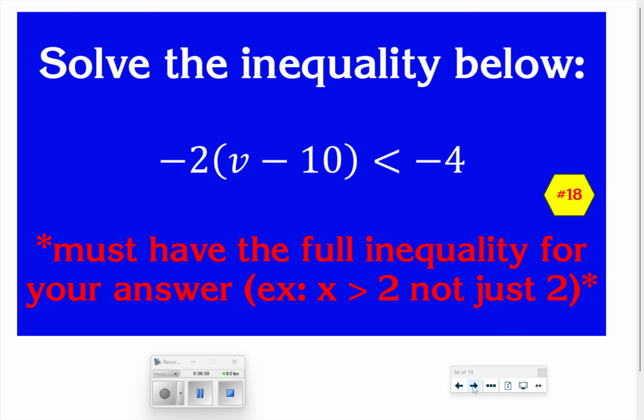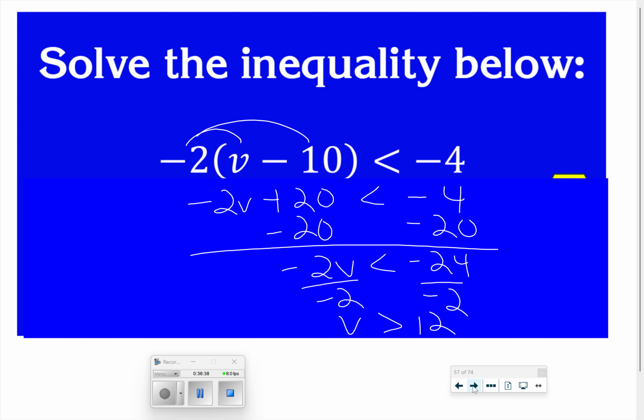Okay, solve the inequality below. First thing we're going to do is distribute negative 2 times V and negative 2 times negative 10. We got negative 2V plus 20. Subtract 20 on both sides. Get negative 24. Bring down this negative 2V. Divide by negative 2. And don't forget, when you divide by a negative, you have to swap the inequality sign. And we've got V is greater than 12.